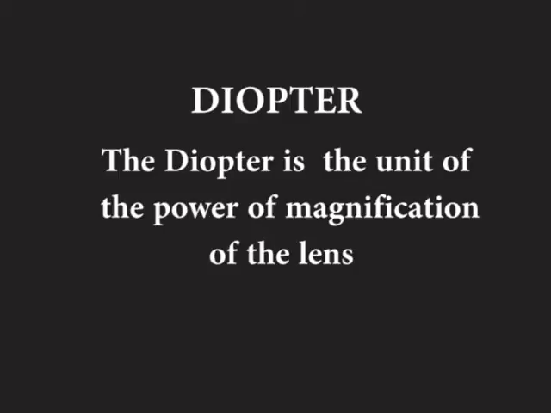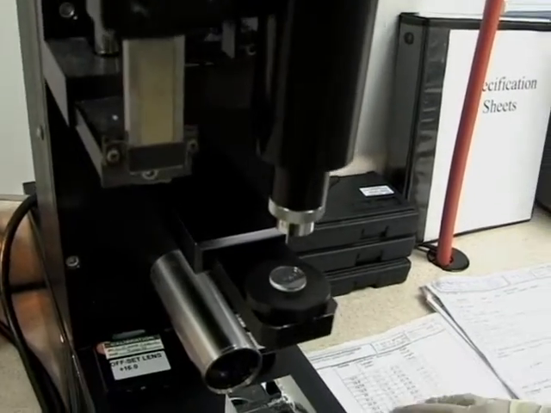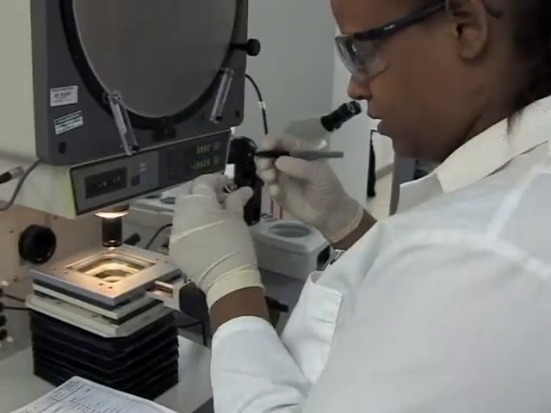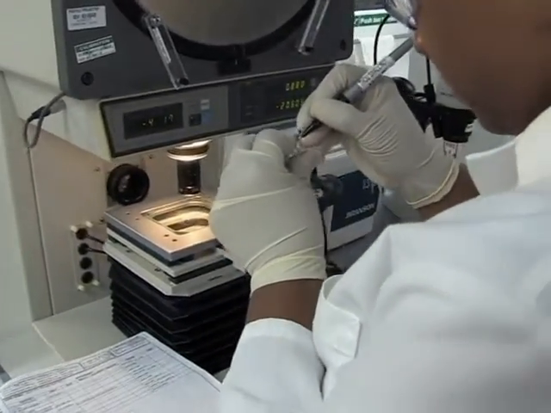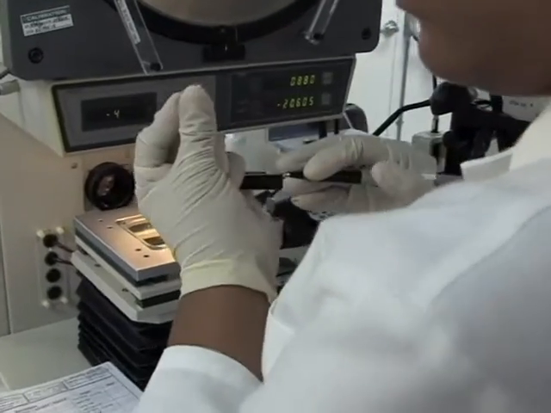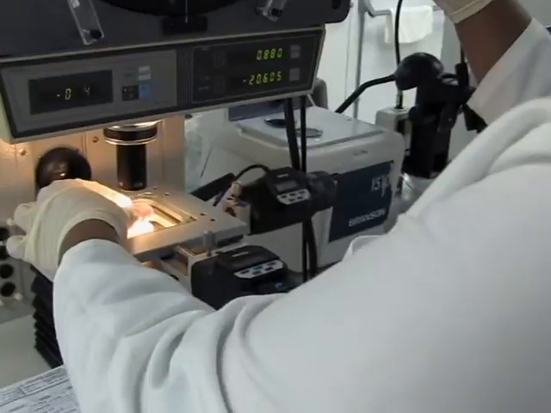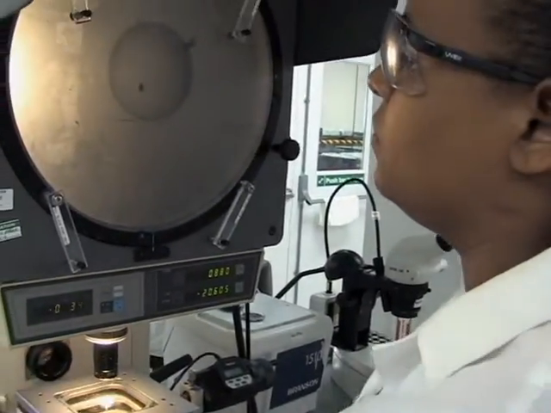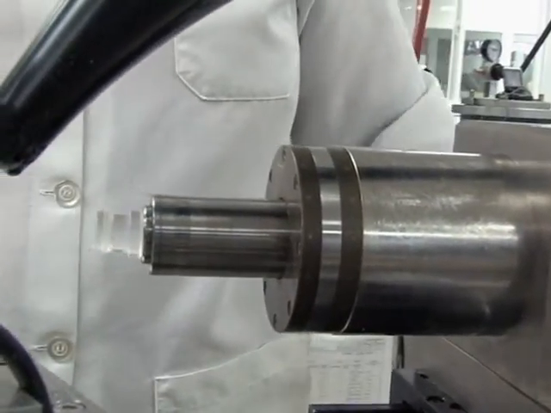Diopter is the unit of the power of magnification of the lens. The optic of a lens magnifies like a magnifying glass, and different optics will magnify more than others. Once the lens has been cut, it is removed from the machine and taken to be measured to ensure that it meets the requirements on the specification sheet. If there are any adjustments to be made, the technician returns to the lathe and makes the necessary adjustments. The process of cutting is repeated until the measurements are within the specifications.